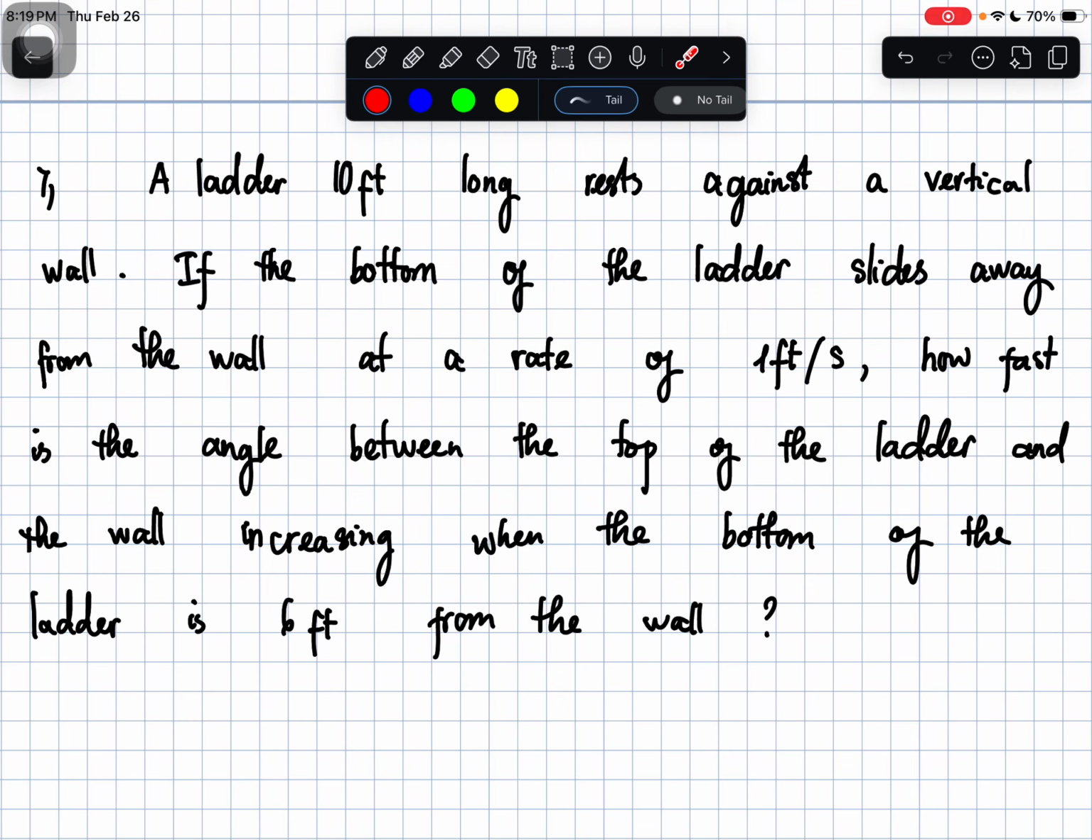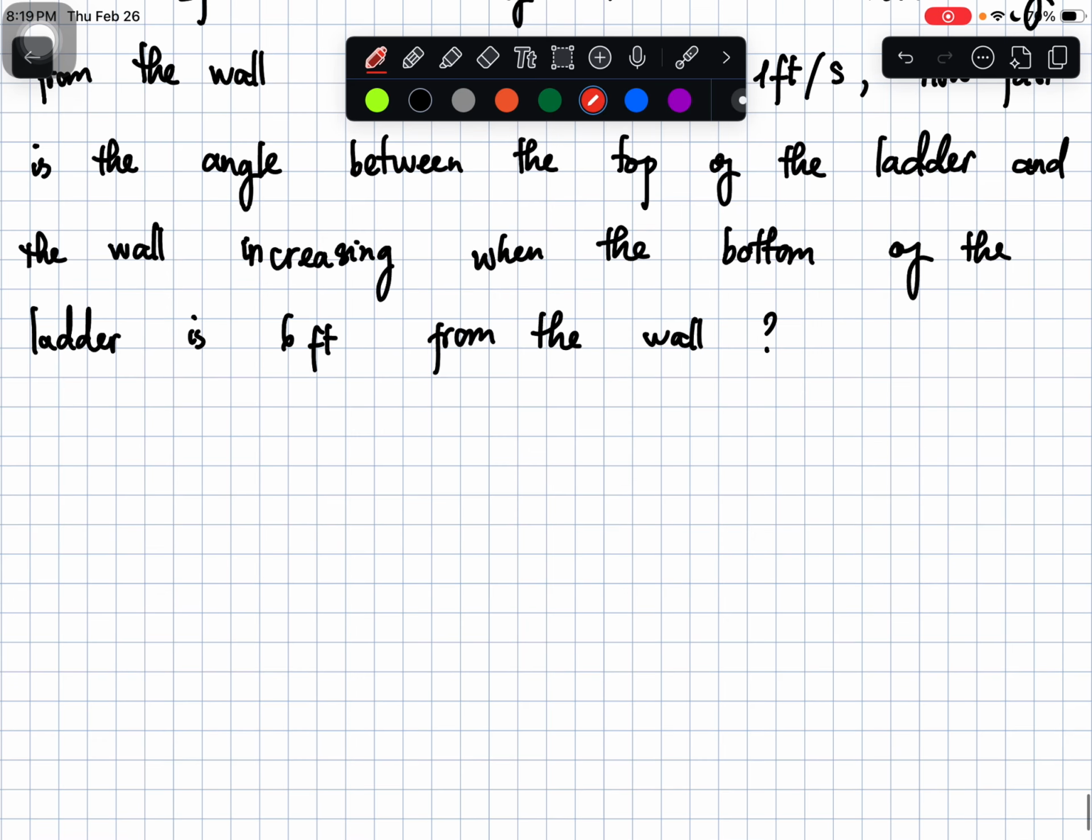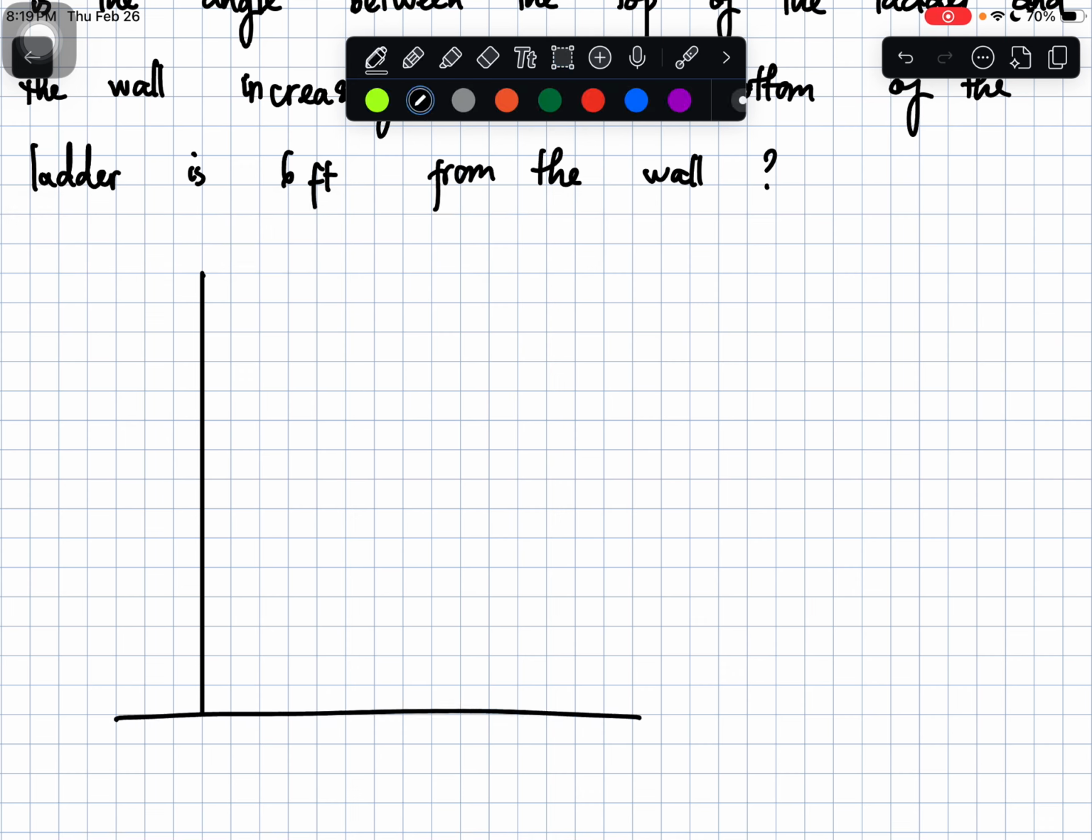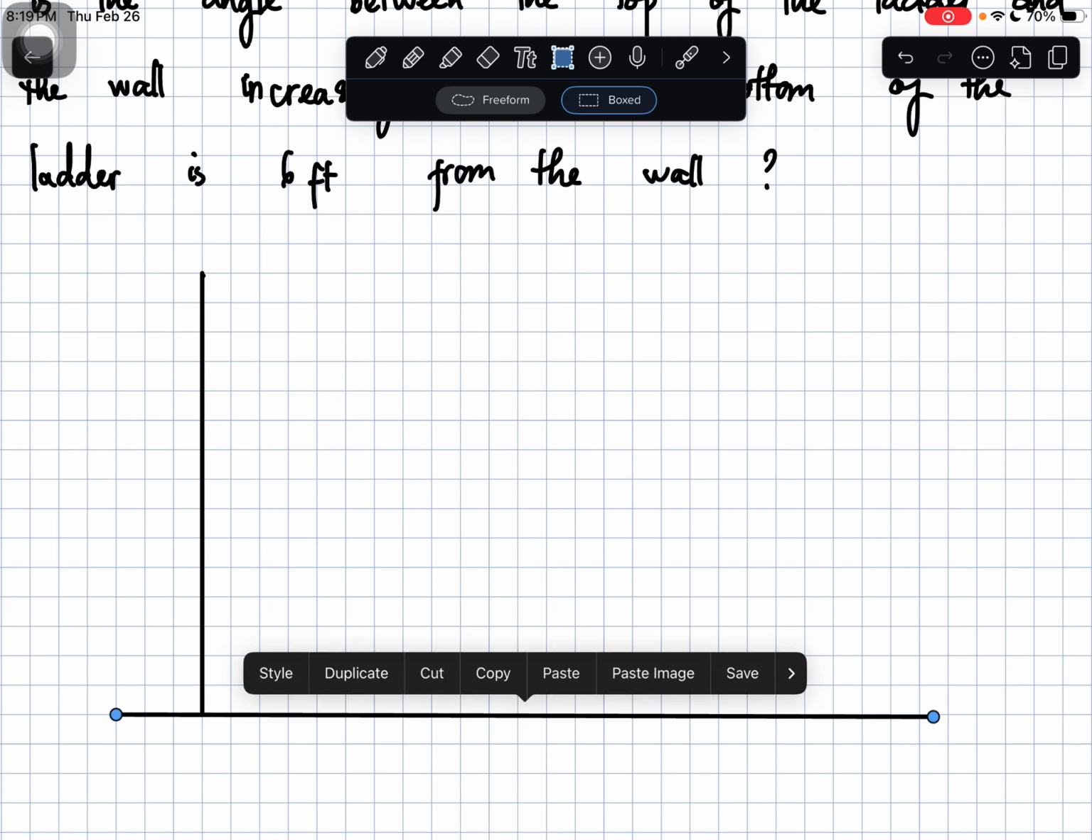A ladder 10 feet long rests against a vertical wall. So let's draw that now. We have a vertical wall, say this one, so it is perpendicular to the ground. So I draw the ground too. Say this is the ground.